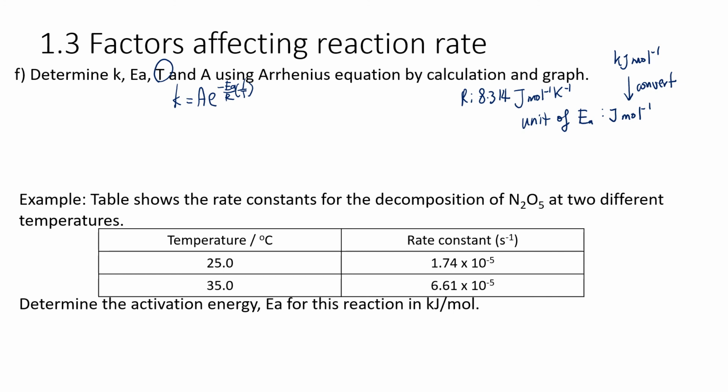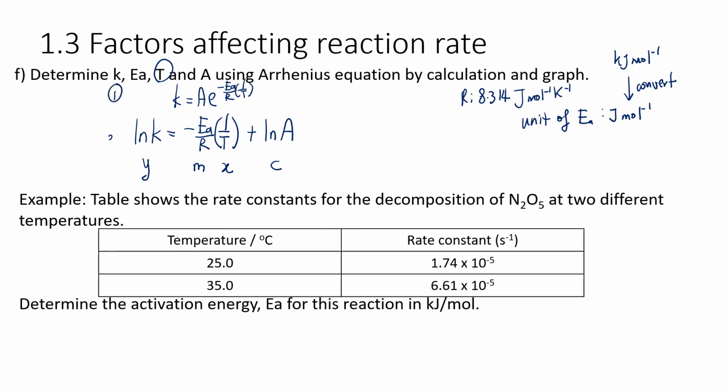For the Arrhenius equation, we can also remember it in the linear equation form, so that it is easier for us to plot the graph and to perform the calculation. So this is the Arrhenius equation in the linear equation form, where ln K is the y, negative EA over R is the slope of the graph, 1 over absolute temperature is the x, and ln A is the y-intercept.